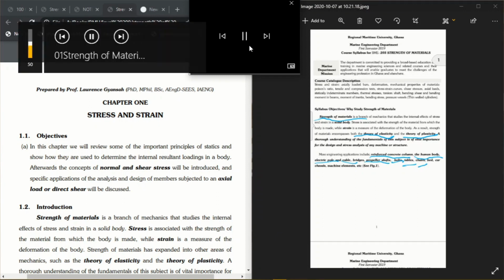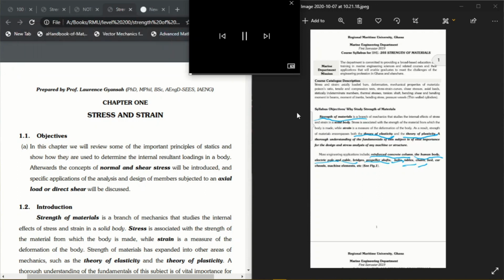In fact, today I'm going to lecture you on the syllabus and chapter one of the lecture material. Now, if you look at the syllabus that was given to you, it comprises of something we call strength of materials and the details of how we are going to understand strength.